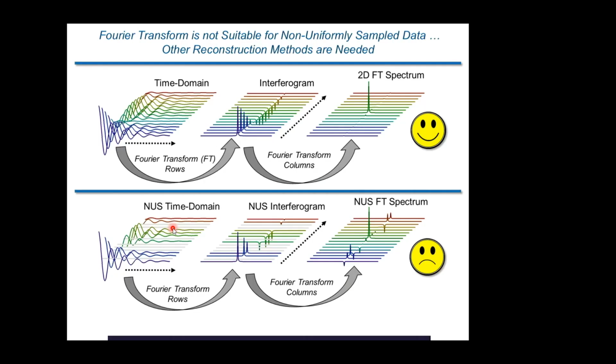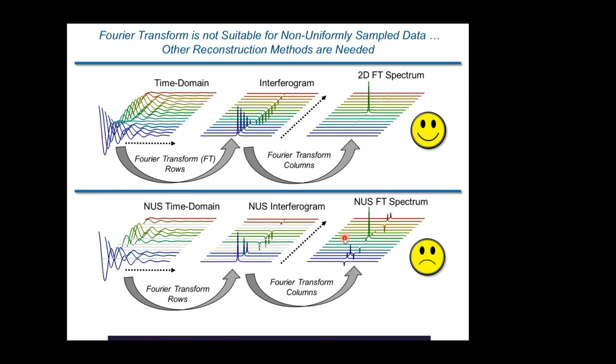However, when we have this non-uniformly sampled data, if we Fourier transform all the rows, we get an interferogram, and the interferogram has gaps in the indirect dimension, in the places where we skipped measurements. And so now if we apply a Fourier transform in the indirect dimension to try to generate a spectrum, we get something that doesn't look wonderful.